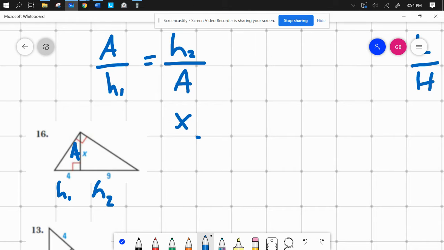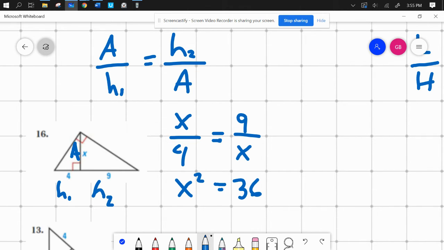So a is x, h1 is 4, h2 is 9, and a again is x. And just like we've been practicing throughout the chapter, to solve a proportion, you want to cross multiply. So x times x is x squared, and 9 times 4 is 36. And to get the x by itself, the opposite of squaring something is the square root. So x is equal to 6.